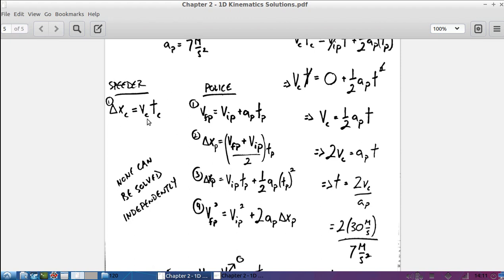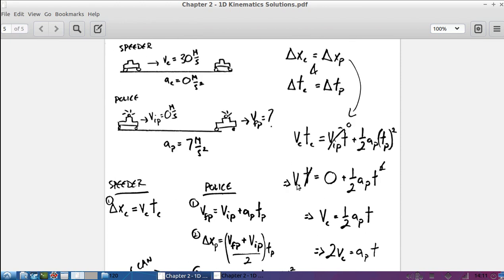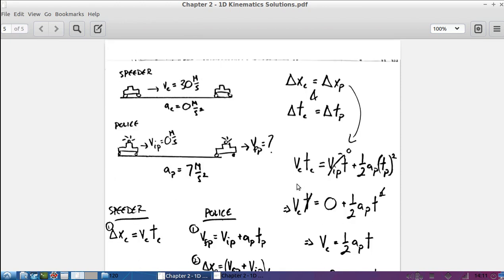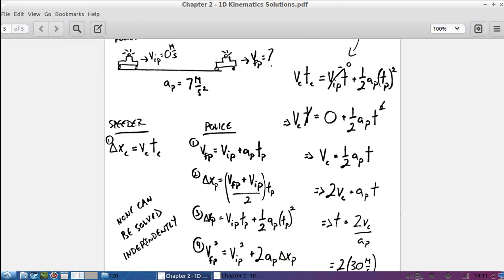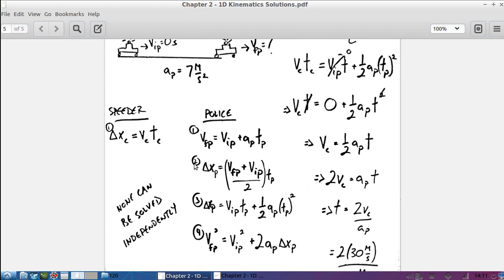So this I set equal to this. Why did I do that? Because I know the velocity of the speeding car, I know that the times are the same, and I know the acceleration of the police car. So I set equation 1 from the speeder equal to equation 3 of the cop car.